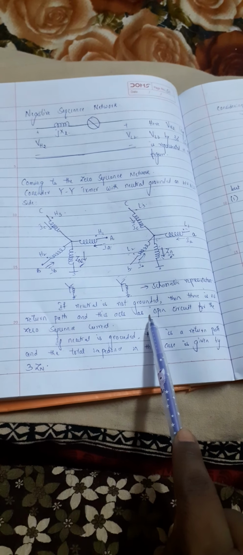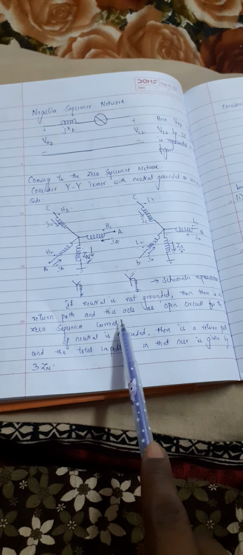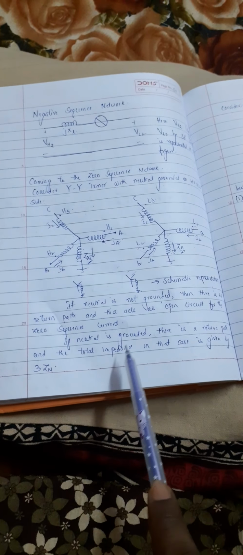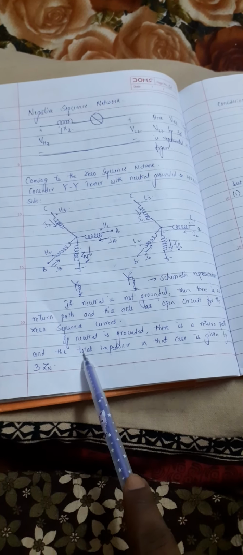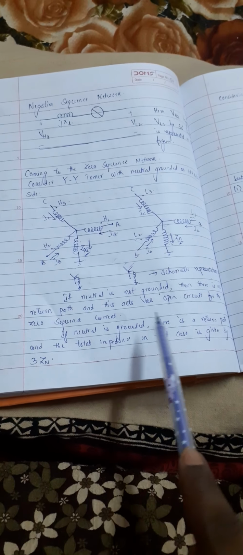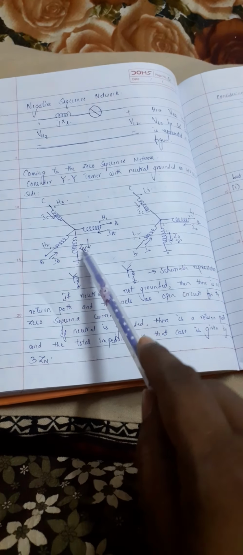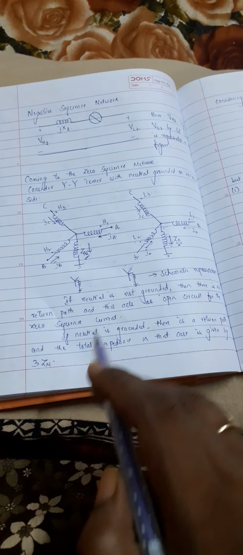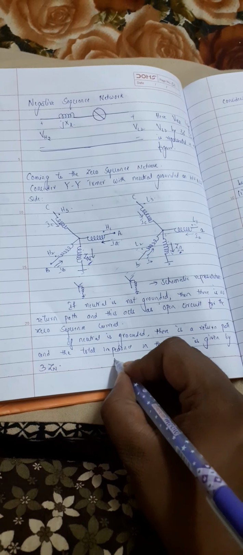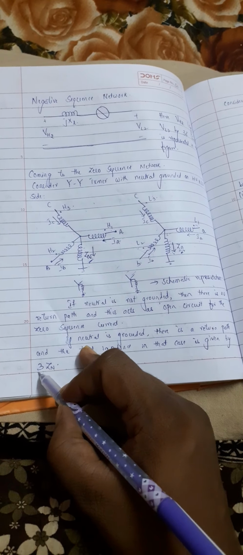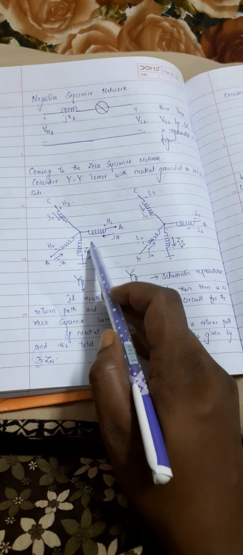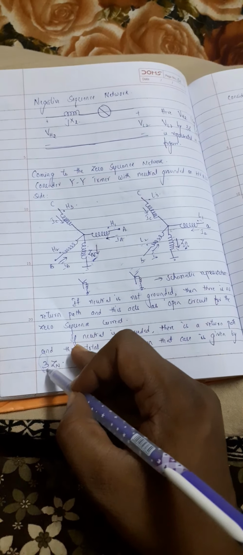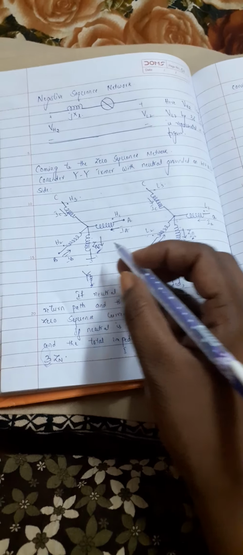If the neutral is not grounded, then there is no return path, and this acts as an open circuit for the zero sequence current. Now if the neutral is grounded, there is a return path, as I have said, and the total impedance will be given by 3 times Zn. Zn is the actual impedance of the neutral wire, but this 3 comes depending upon the current equation which we write.